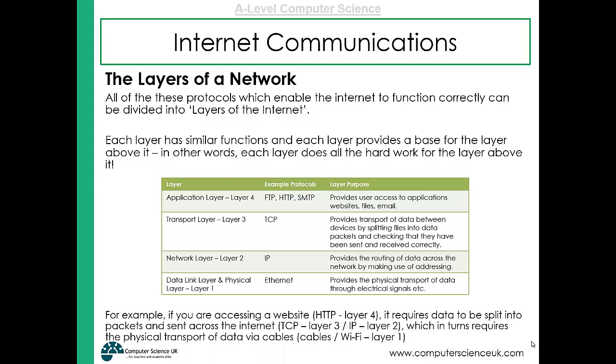So it says here, for example, if you are accessing a website, it requires data to be split into packets and sent across the internet, and that's layer 3 and 2, which in turn requires the physical transport of data via cables, which is layer 1. So all of those layers work together, but the top layers cannot work unless the layers beneath it are present.